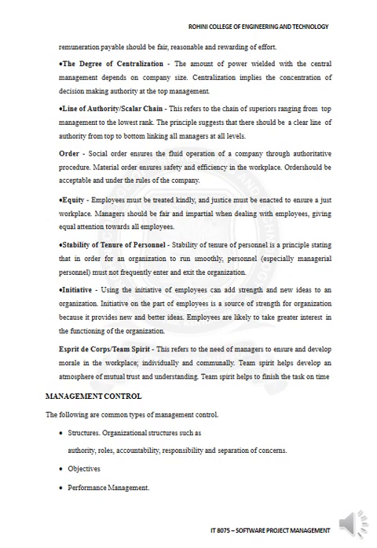Initiative, so it can add strength and new ideas to the organization. Then team spirit, that refers to the need of the managers to ensure and develop morale in the workplace. Management control structures, organization structures. So these are called authority, role, accountability, responsibility and separation of concerns.